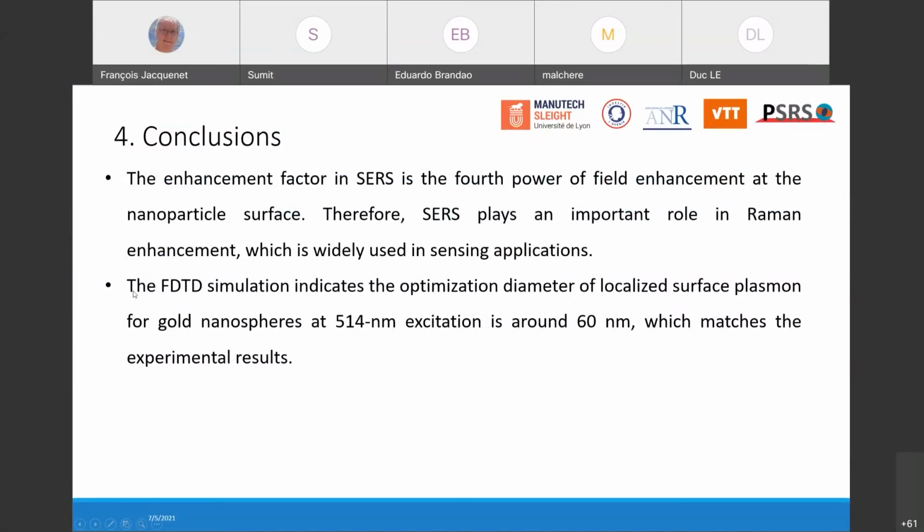So the FDTD simulation indicates that the optimized diameter of the localized surface plasmon for the gold nanoparticle spheres at 540 nanometer excitation is around 60 nanometer, and this matches the experimental results.